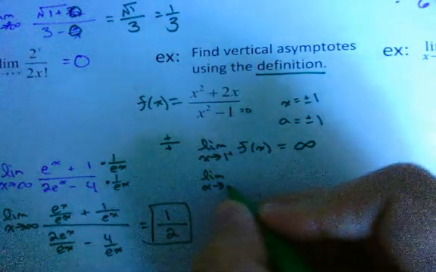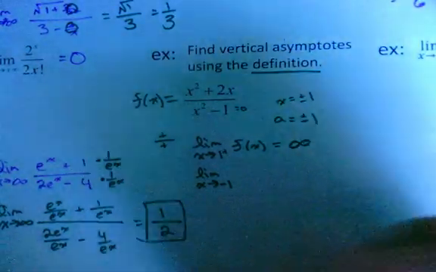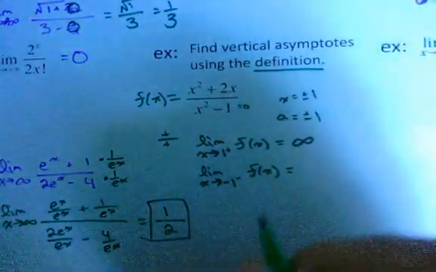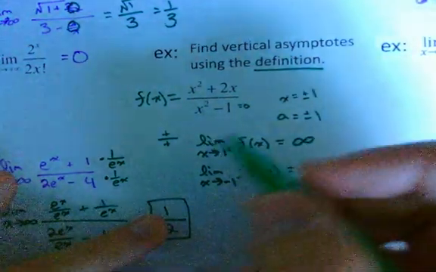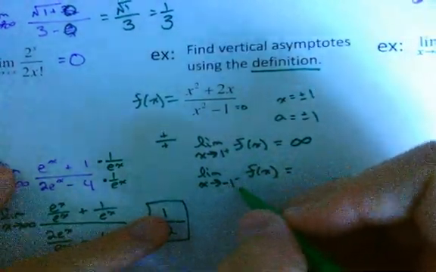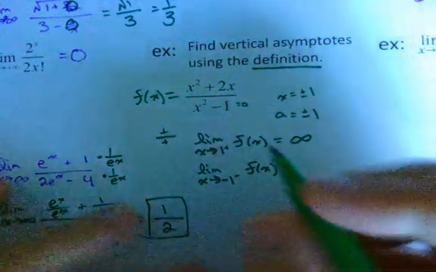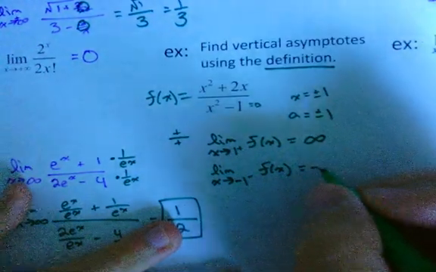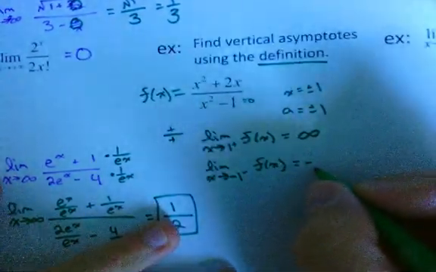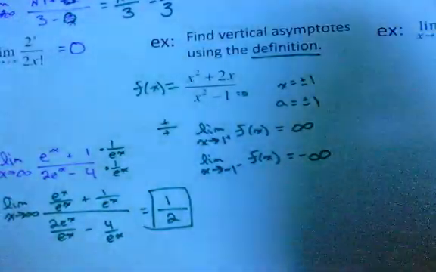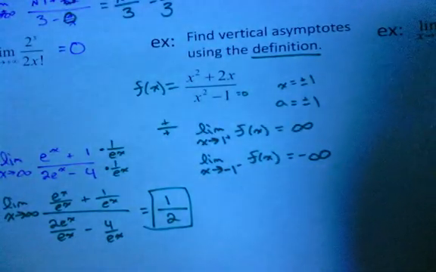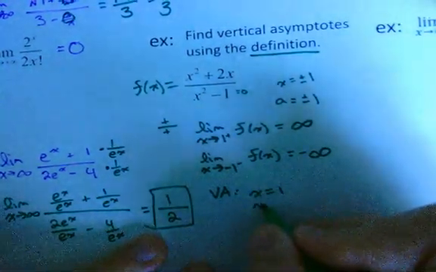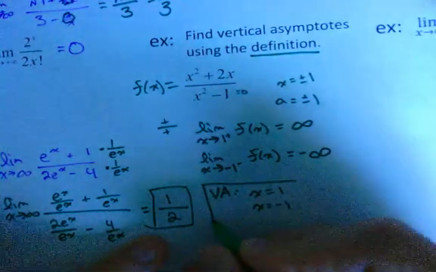Now I'm going to do a equals negative 1. And again, you can choose from the left or from the right. For giggles, I'll go left. And then you do the same thing. You just plug in a number that's slightly to the left of negative 1, which would be like negative 1.1. And then you could just plug those in. I'll save you time right here, and I don't want this video to be too long. You would get negative infinity. Okay, so your vertical asymptotes are x equals 1 and x equals negative 1.